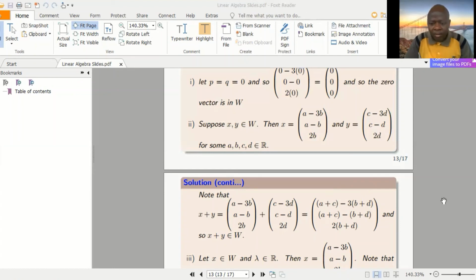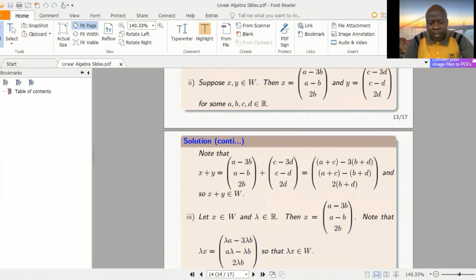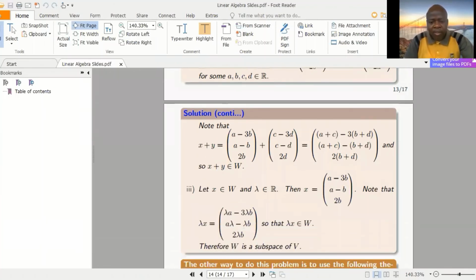Now let me show that the scalar multiplication is also closed under scalar multiplication. That this vector is also closed under scalar multiplication. So I pick a scalar lambda and choose a vector x, and then multiply. So if I multiply, I'll get lambda a minus 3 lambda b, a lambda minus h lambda, and 2.